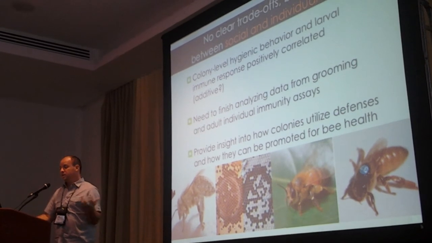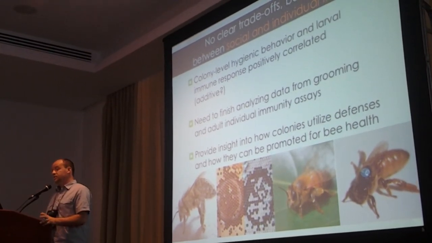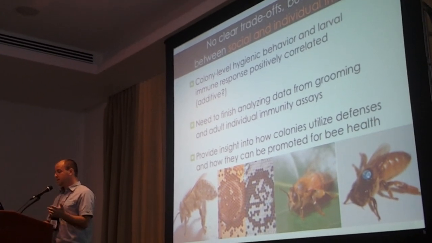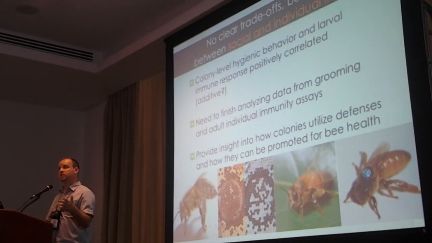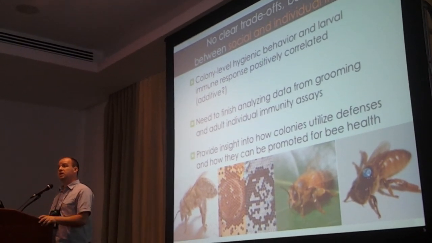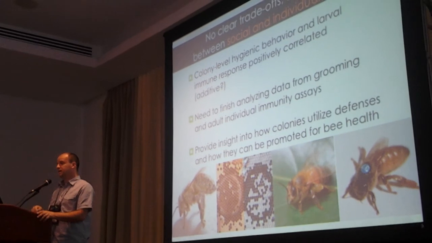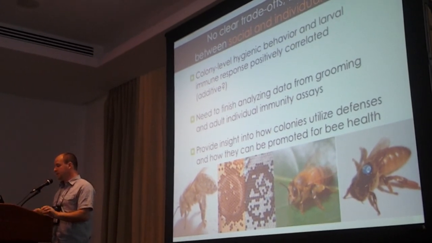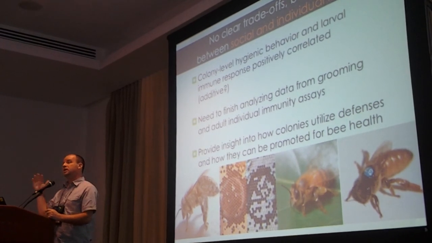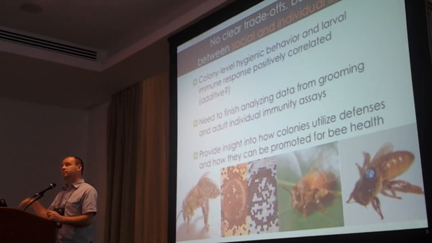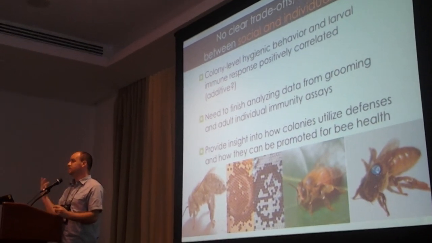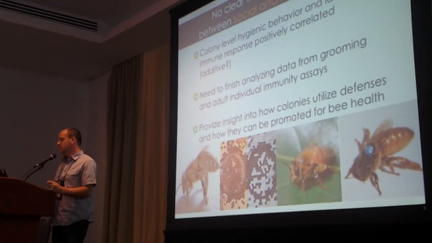Now, again, the big question is, are hygienic behavior and larval immunity and adult immunity correlated and additive? We need to bring in the grooming results, which also don't appear to have any relationship with these other social immunity mechanisms, but maybe genetic diversity. But the bottom line is, this is all helping us see which traits we can promote for honeybee health, and now that we know there aren't any trade-offs, we could breed lines that would express these behaviors effectively.